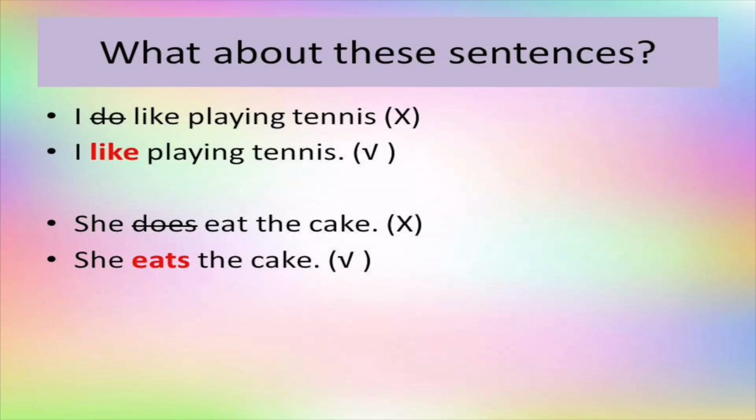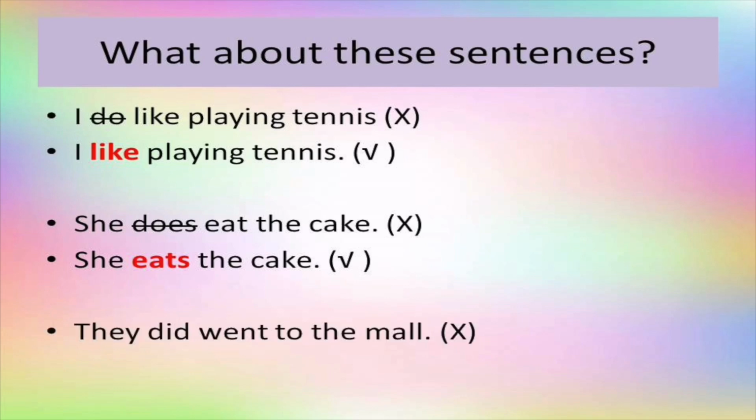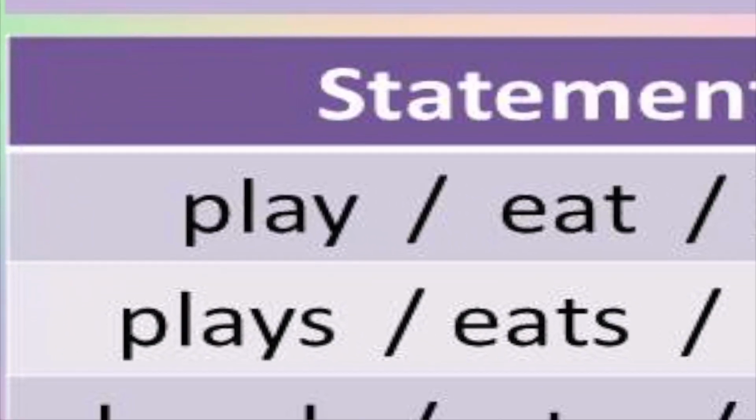Focus on the word eats. The subject there is singular. So you use eats. And the last one, they did went to the mall. That is very wrong. Did went. So the correct one would be, they went to the mall. Those words are actually action verbs. Words like play, eat, cake.